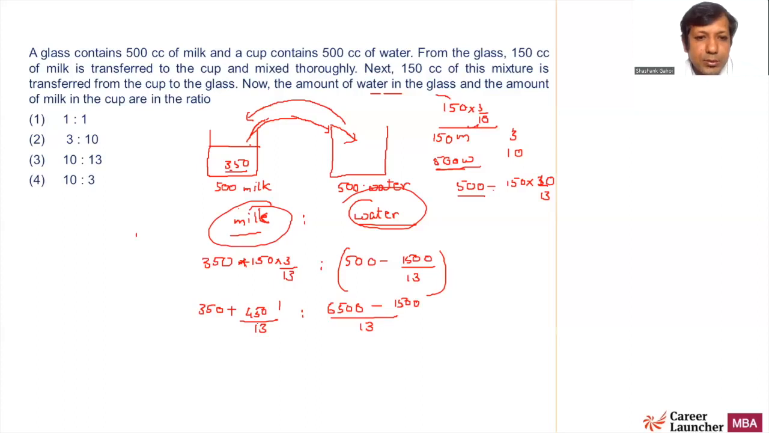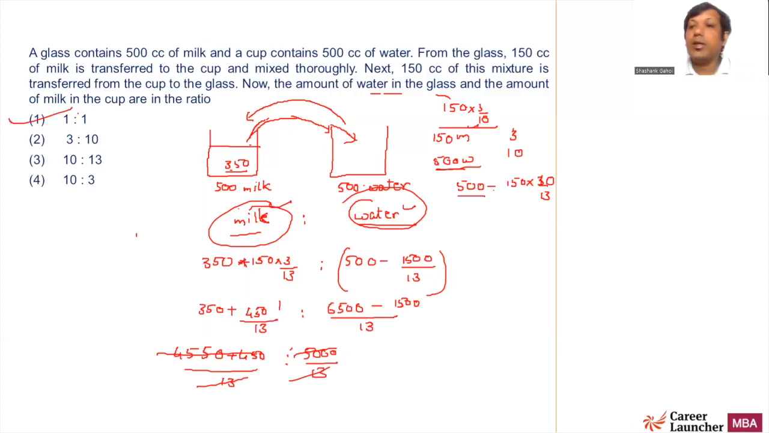So this comes out to be 4550 plus 450 upon 13, and this comes out to be 5000 upon 13. So if we cancel out, the ratio comes out to be 1:1. So my water to milk ratio is going to be 1:1. So my answer of this question is going to be option 1, that is 1:1. I'm not using any mixture alligation. I'm simply manually calculating everything and getting the answer.